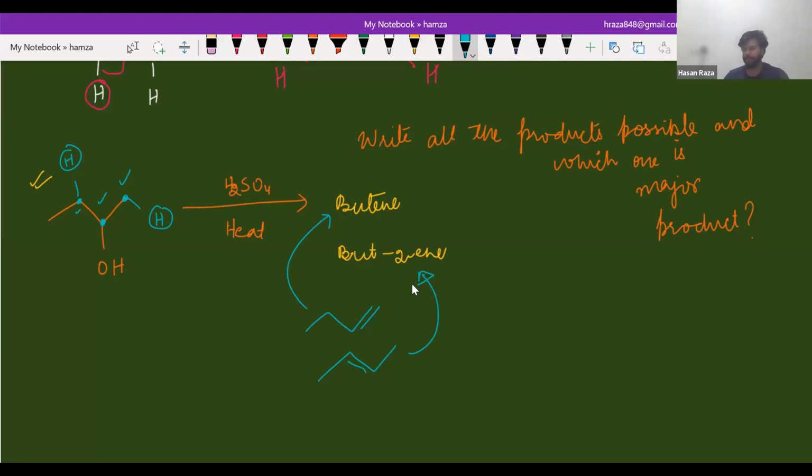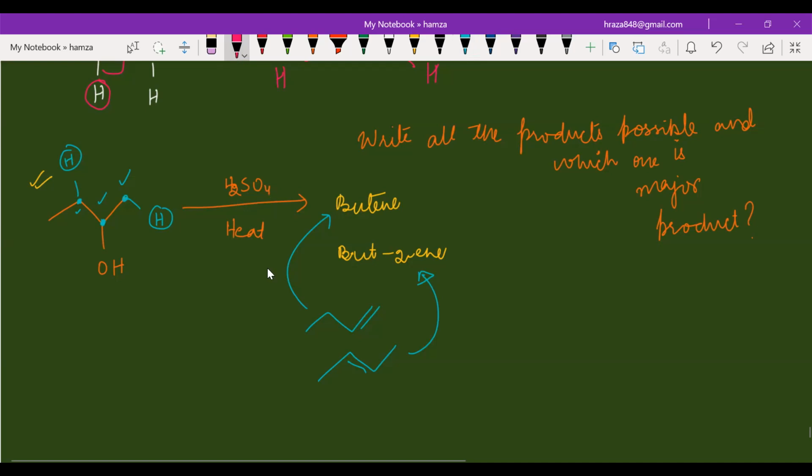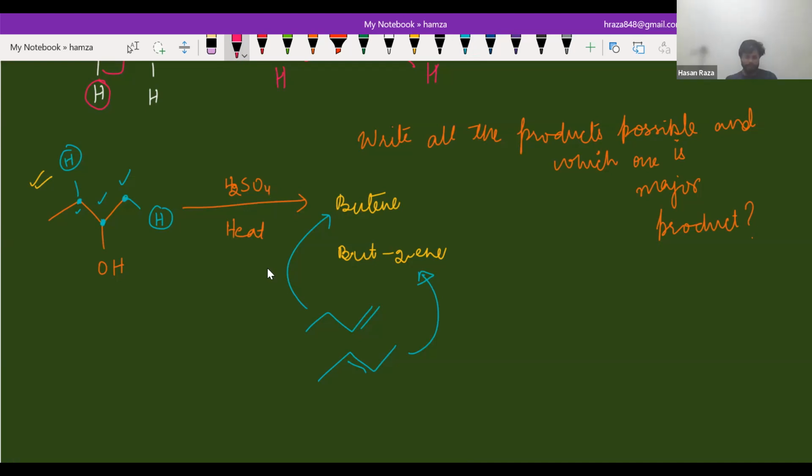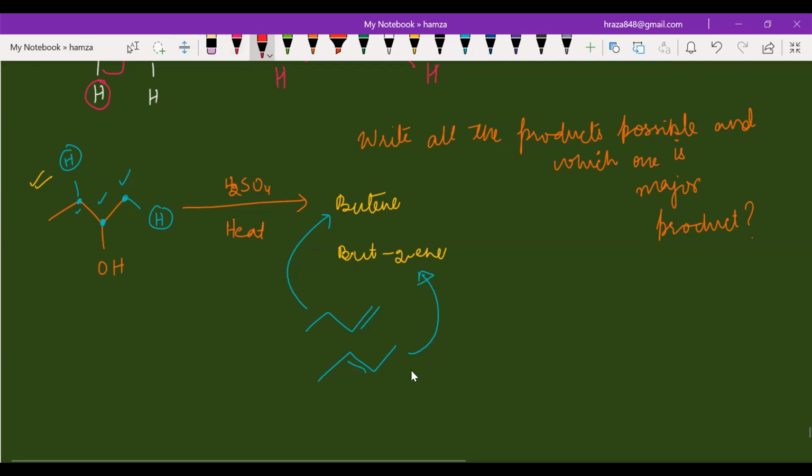Can you tell me? Butene. Why butene? Whenever you don't have any idea about stability, see the symmetry. In which is the symmetry more? Right, sir. The second one, the first point symmetry. So this is the major product.